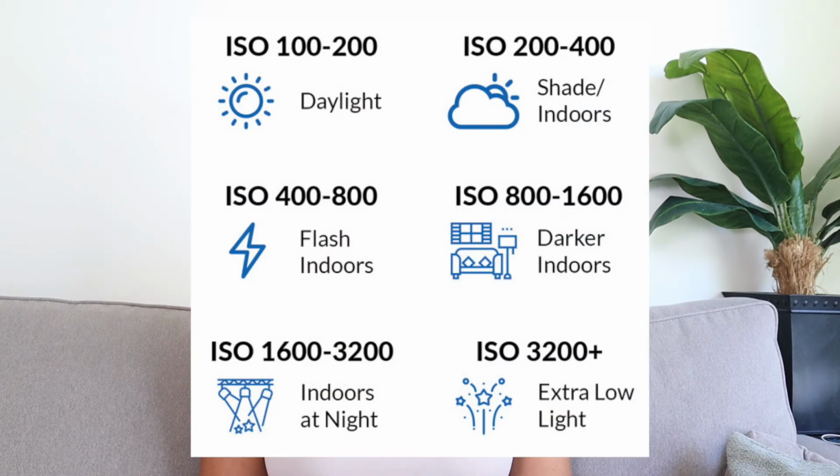ISO 200 to 400 is great for in the shade or indoors. ISO 400 to 800 is good for flash indoors, 800 to 1600 darker indoors, indoors at night, and extra low light for fireworks, things like that, 3200 plus.